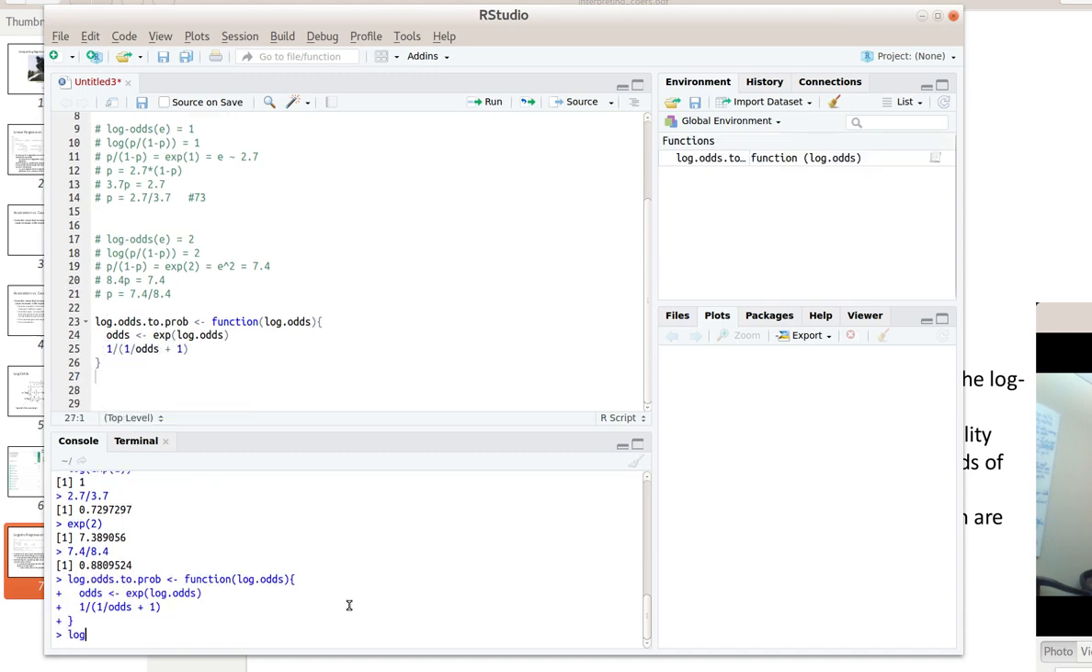So now we can get the same estimates more quickly. If the log odds are 1, then the probability is 73. If the log odds are 2, then the probability is 88. If the log odds are 3, then the probability is 95. If they're 4, then it's 98, and so on.